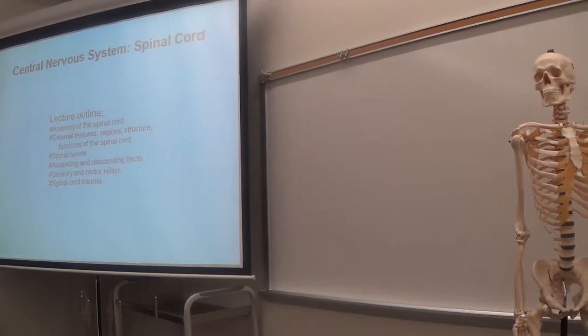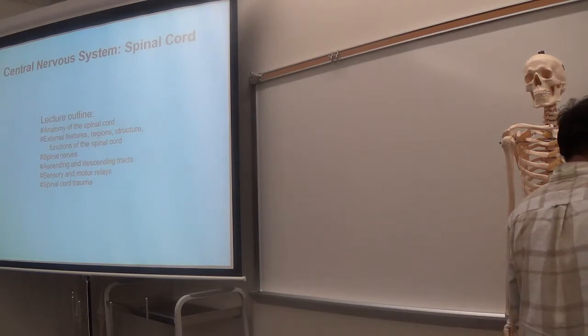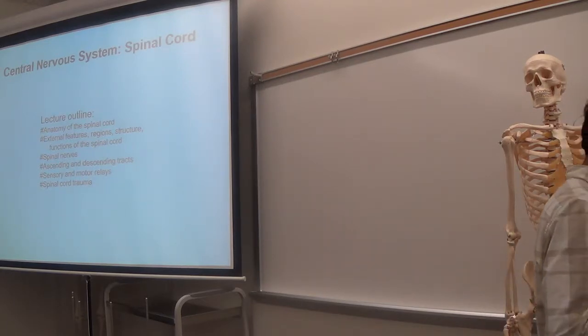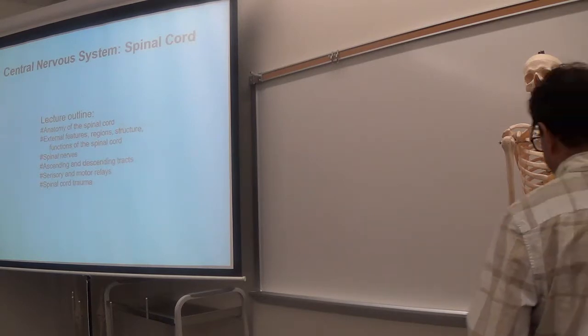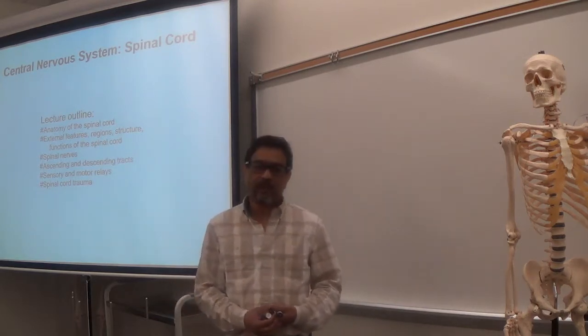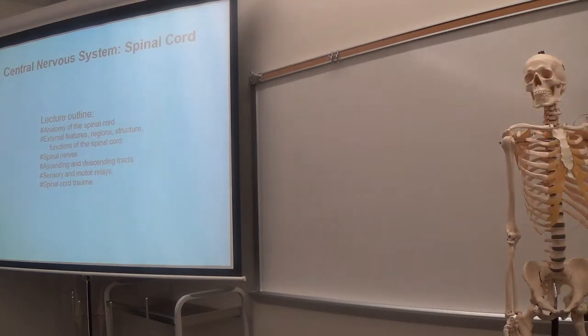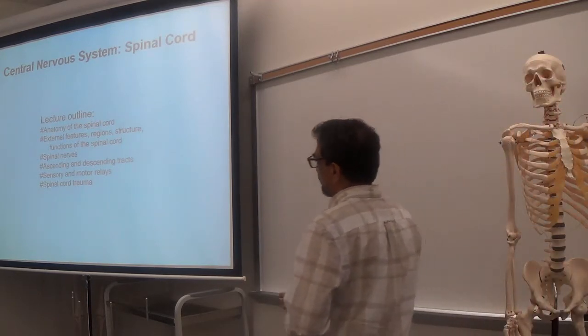Know that your central nervous system, or CNS, consists of the brain and the spinal cord. Today we'll talk about the spinal cord. First, we'll see the anatomy of the spinal cord. Anatomy includes its location, its shape, size, length, those things. So first we'll see those.